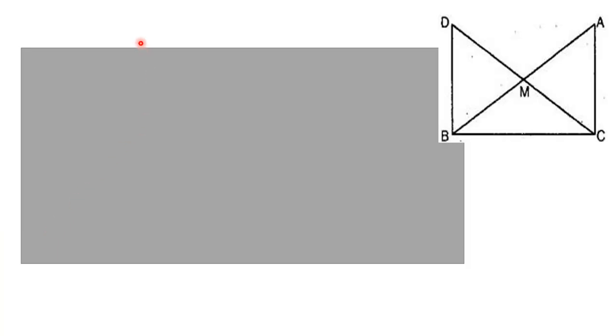So for the first, we take the triangle AMC and the triangle BMD, where DM and CM are equal. As the problem says, CM is produced to the point D such that DM is equal to CM. So it is given.